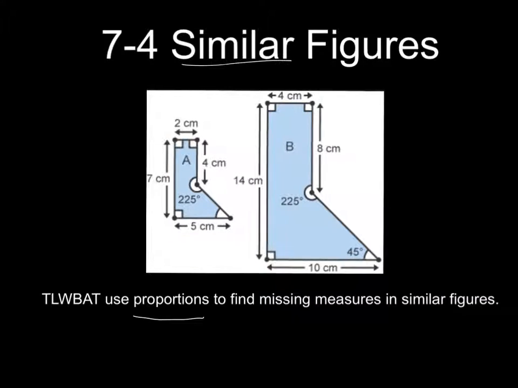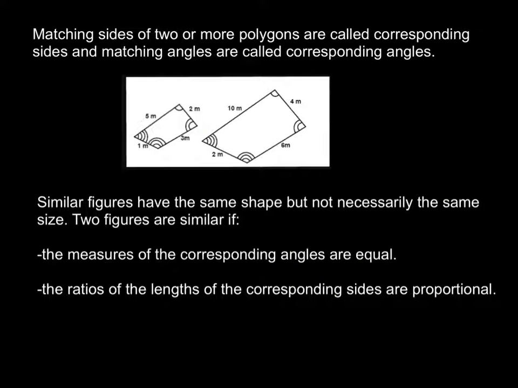So let's get started. We are going to start with some definitions here. Matching sides of two or more polygons are called corresponding sides. If they're matching sides, they would be corresponding sides. If they are matching angles, they are called corresponding angles. So we need to know what corresponding sides and angles go with each other.